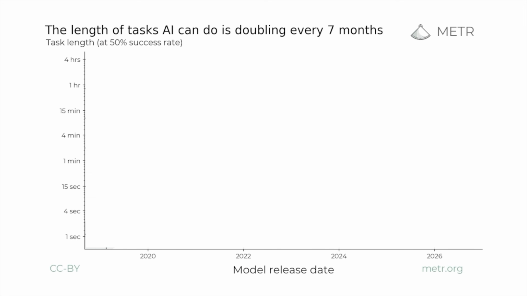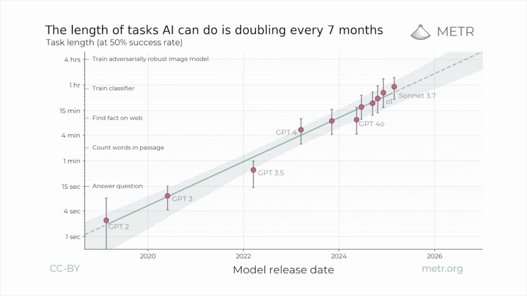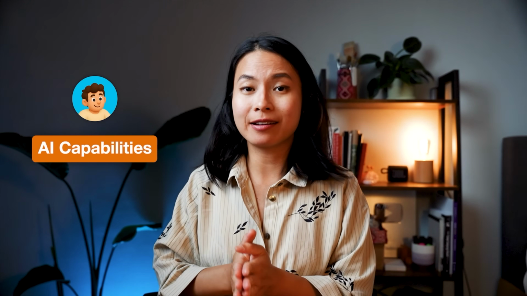Recent research has shown that the length of tasks AI can handle has been doubling every 7 months over the past 6 years. Agentic systems powered by state-of-the-art models like GPT-4o and Sonnet 3.7 autonomously perform 1-hour-long tasks with about 50% success rate. This is a massive leap from just a few years ago when AI could only handle tasks that last a few minutes. At this pace, AI systems are quickly getting to a point where it can do many types of knowledge work. And this is why it's becoming really important for us to learn how to use AI and stay on top of what it's capable of, especially if you're doing knowledge work.